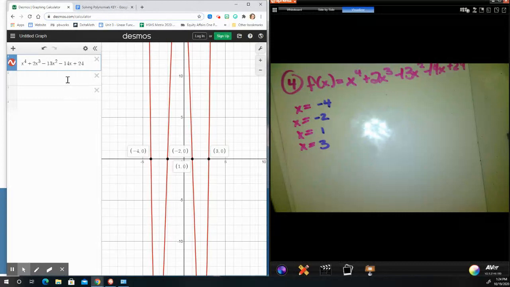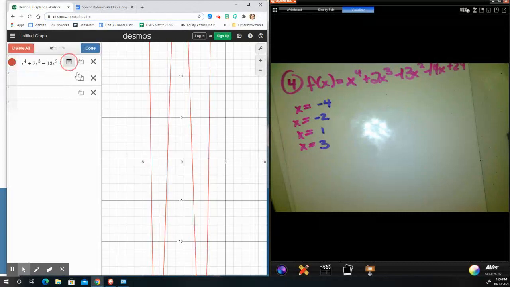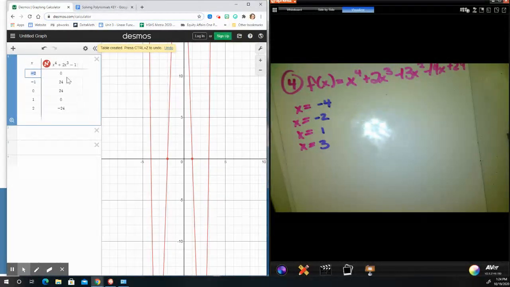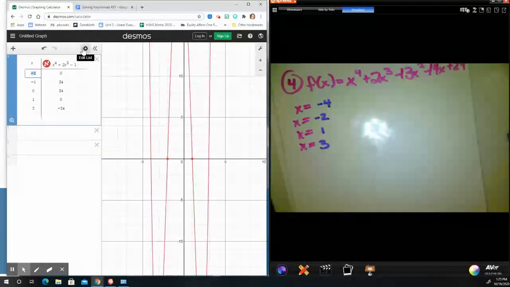I could also look at the table on this one if I wanted to, and you would see negative 2 has a 0, 1 is a 0. So hopefully that helps you. Okay, that brings us to number 5.